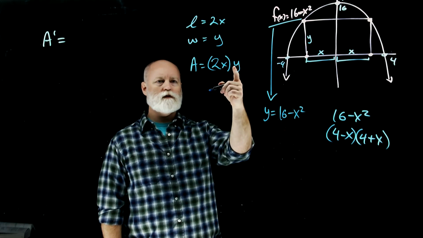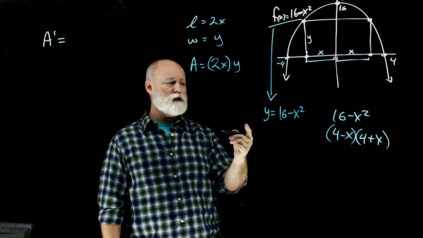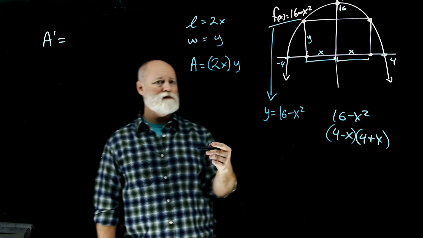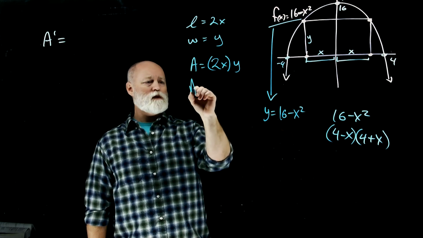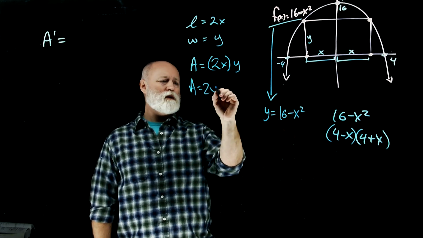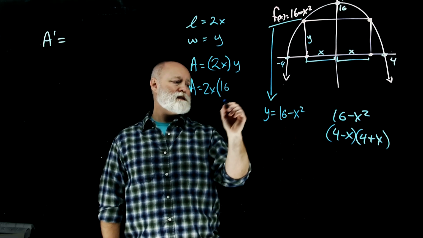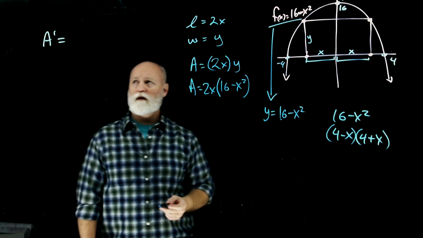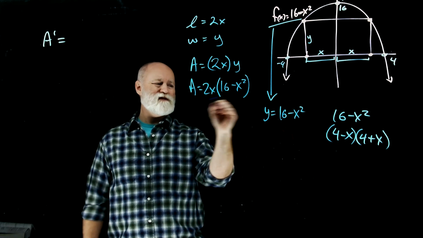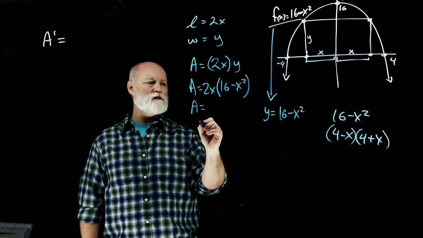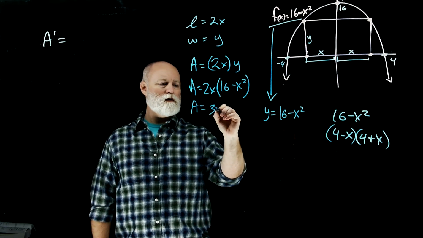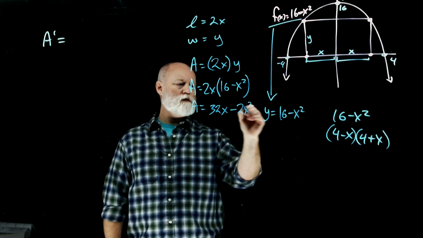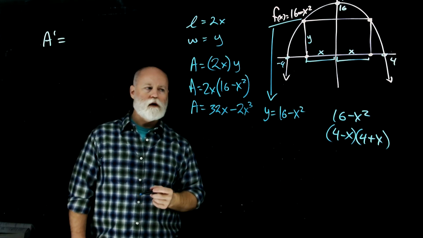So look at what we got there. We actually have a way to replace y with something else that's equal to it, which is pretty decent of us. So now A is equal to 2x times 16 minus x squared. Now everything's in terms of one variable. Let's do a little bit of algebra simplifying here just to make it easier to look at. So this becomes 32x minus 2x cubed. Okay, that's decent.